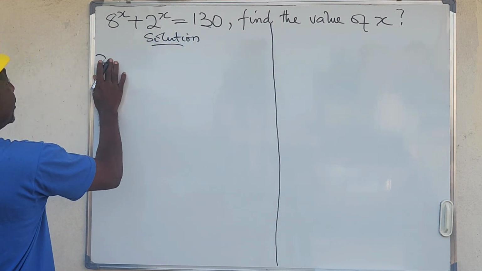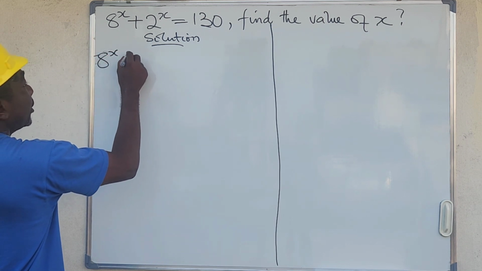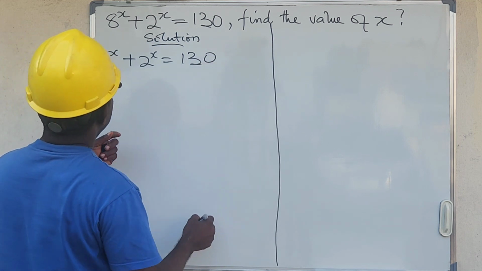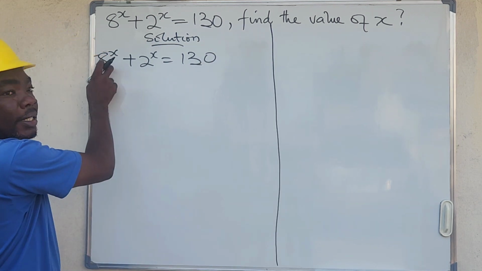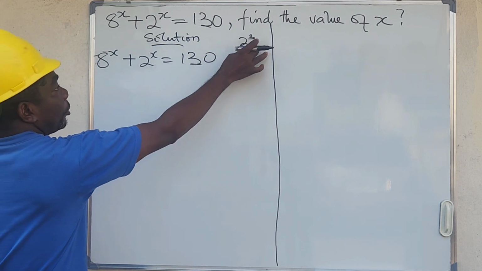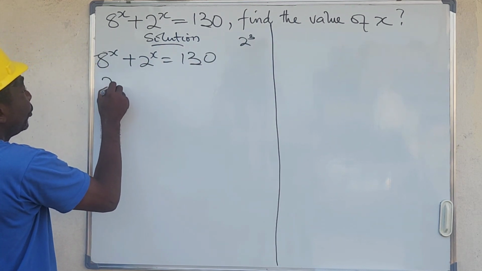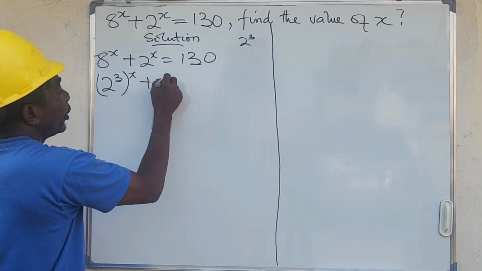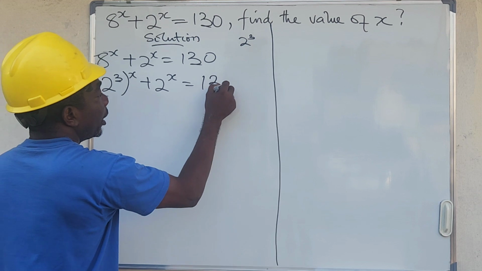We are given 8 raised to the power of x plus 2 raised to the power of x equals 130. So here, 8 is the same thing as 2 raised to the power of 3. So we are going to substitute this in here. So we have 2 raised to the power of 3 all to the power of x plus 2 raised to the power of x equals 130.